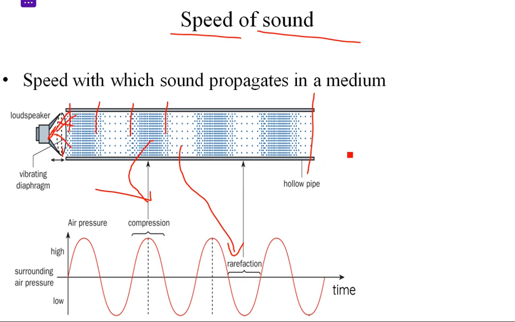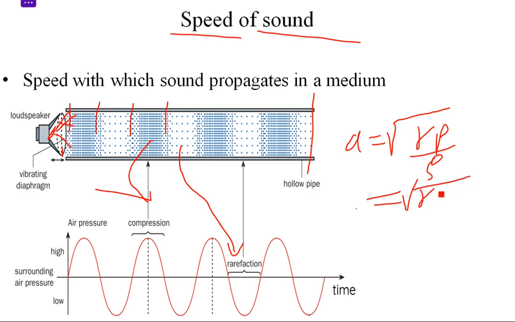If it is in air, the formula to calculate the speed of sound is very simple. a equals the square root of gamma p by rho, and even more simply, because the speed of sound is a function of the temperature of the medium, we have a equals the square root of gamma R T, where gamma is the adiabatic index, capital R is the gas constant, and T is the temperature.